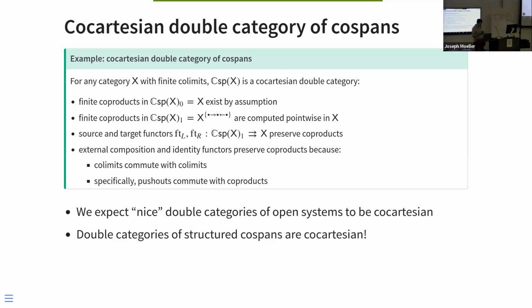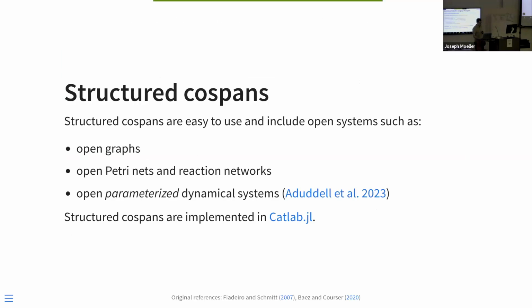And as an intuition, given that the double category of cospans is the model system for this theory, we might expect that nice double categories of open systems should be co-Cartesian. And what we're going to see is that double categories of structured cospans are co-Cartesian. So that's where we're going.